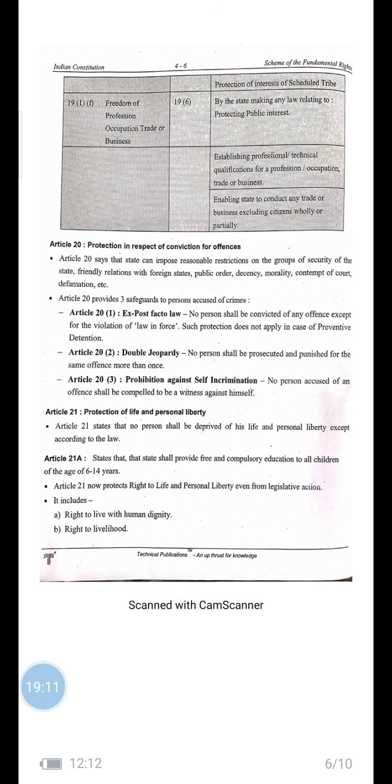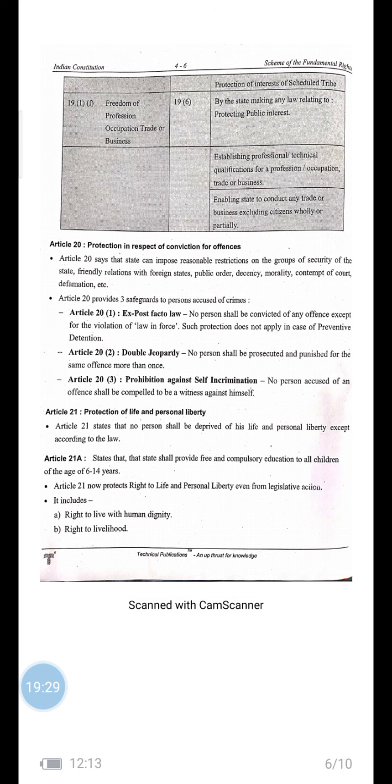Then the state can make laws relating to the protection of the public, and prescribe professional and technical qualifications for occupation, trade and business, and enable the state to carry on trade or business, excluding citizens wholly or partially. Then Article 20.